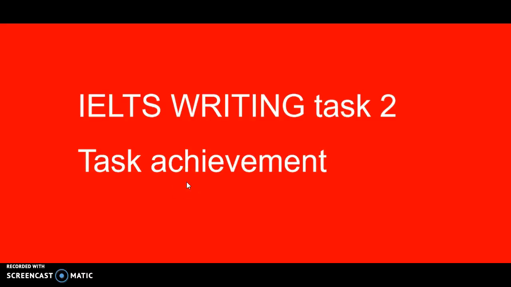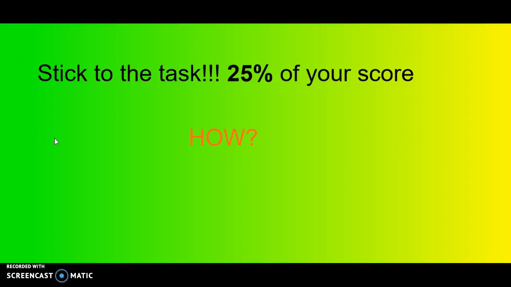Today's video is about IELTS writing task 2, the essay, particularly on task achievement. I'll be very brief and I hope to help you with my advice and suggestions. Well, first of all, it is worth reminding you that 25% of your score depends on task achievement. So it is very important that you answer the question that you are asked, that you stick to the task.